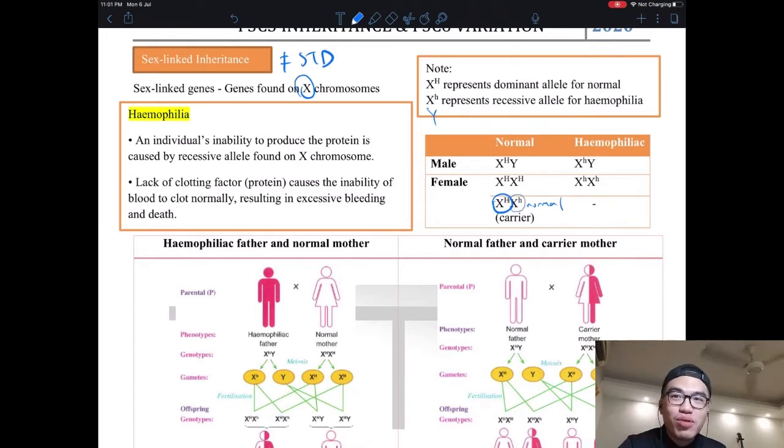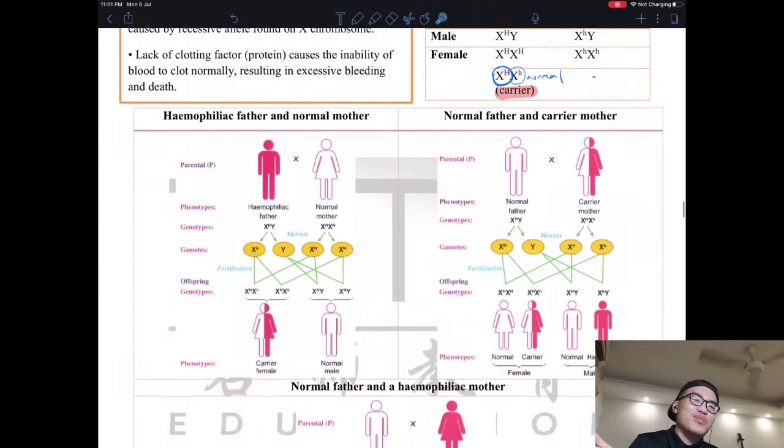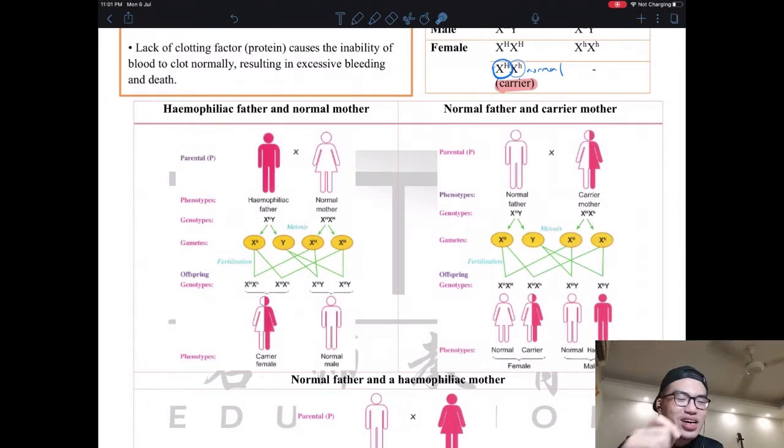But you might say, then the X small h here, yes, it becomes a factor. You may be normal, but you may pass this to your child. That's why if you have a small h here, we call you a carrier. You are carrying that gene that you might pass to your child. So why does this matter, you might ask? Let's do some crossing diagrams and we'll see how.